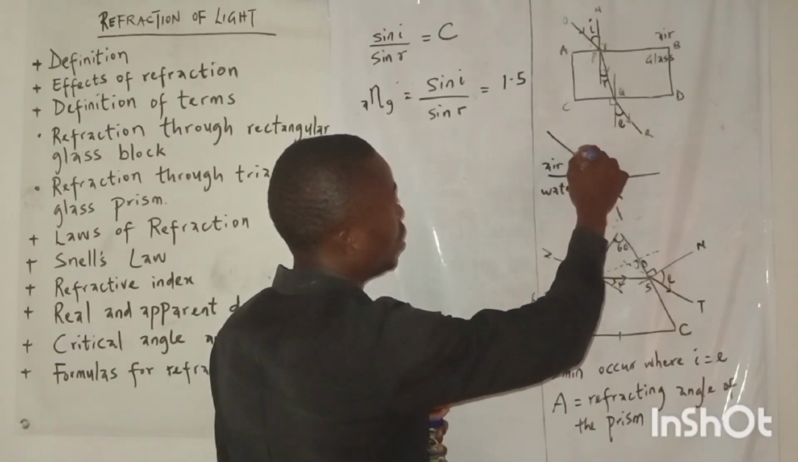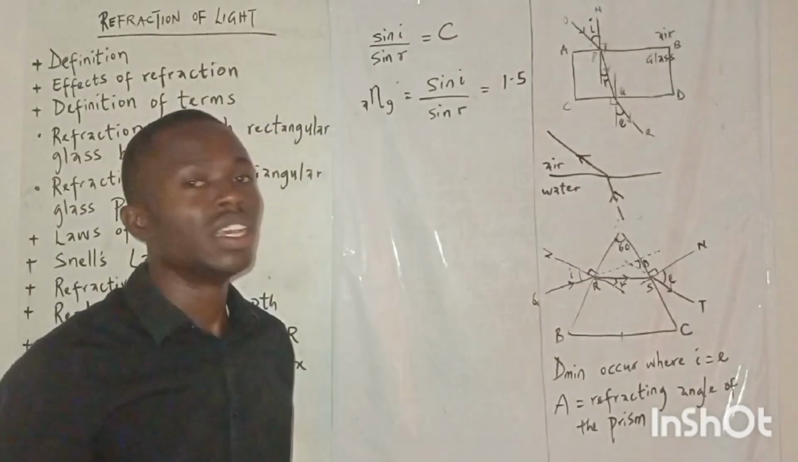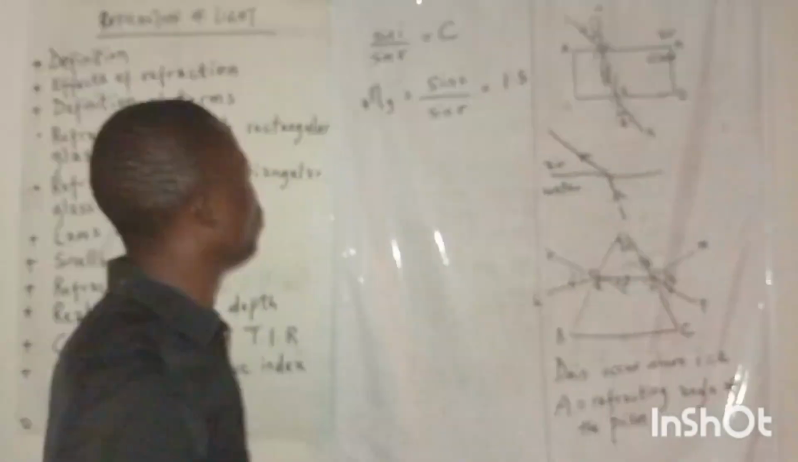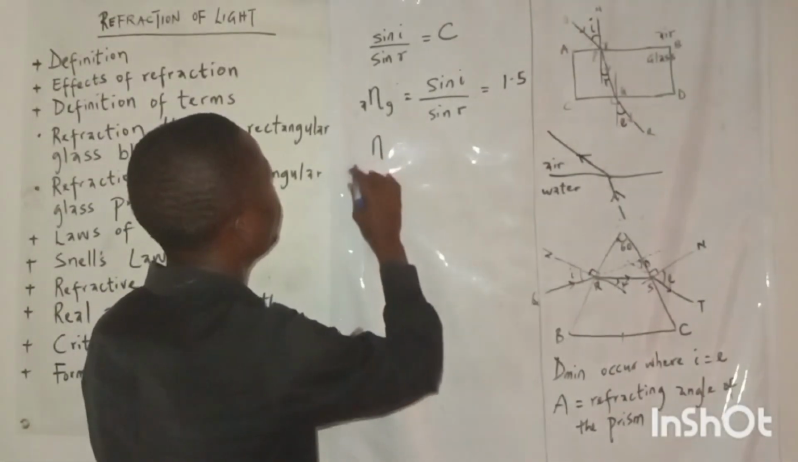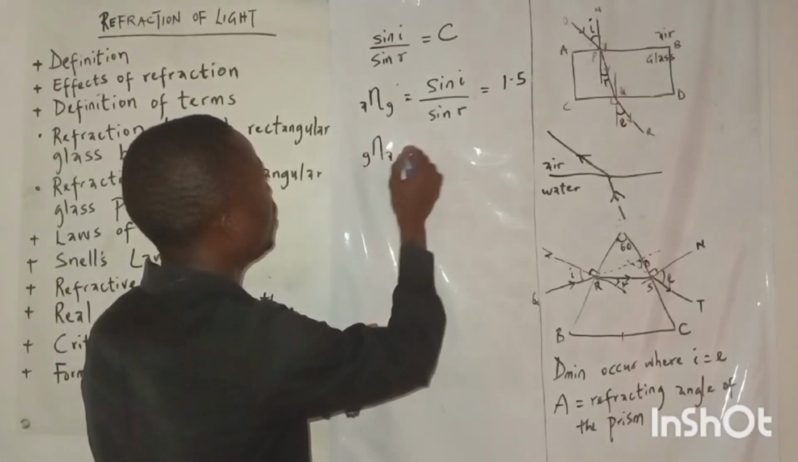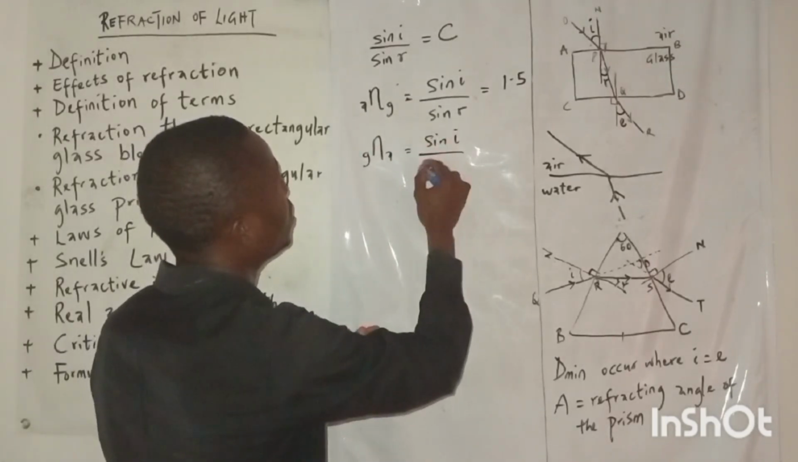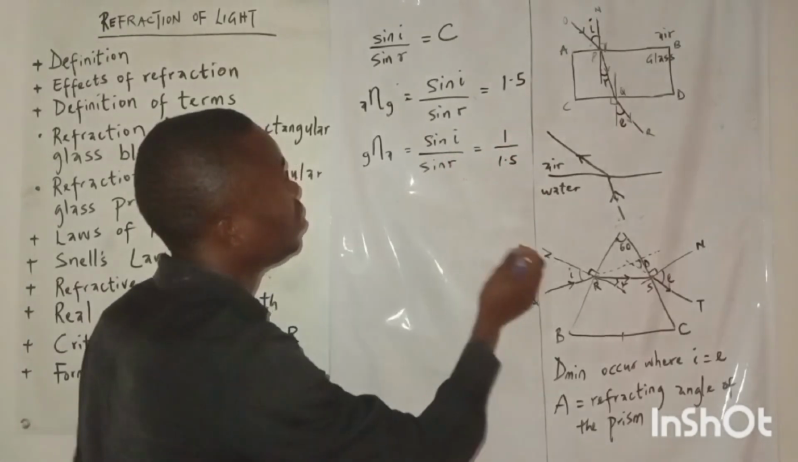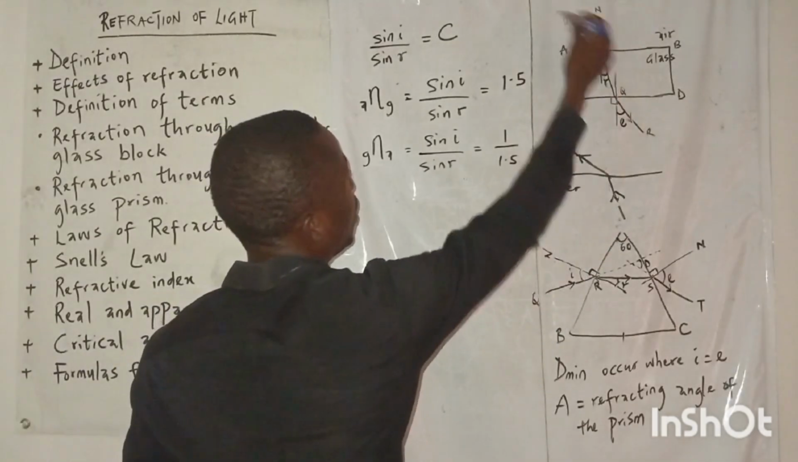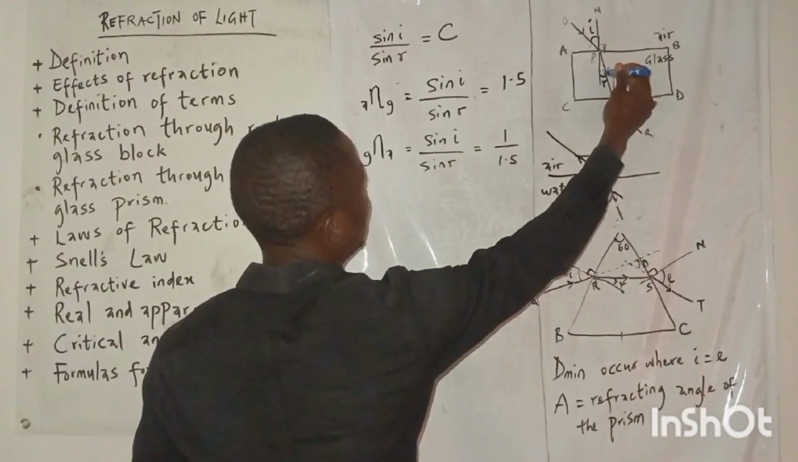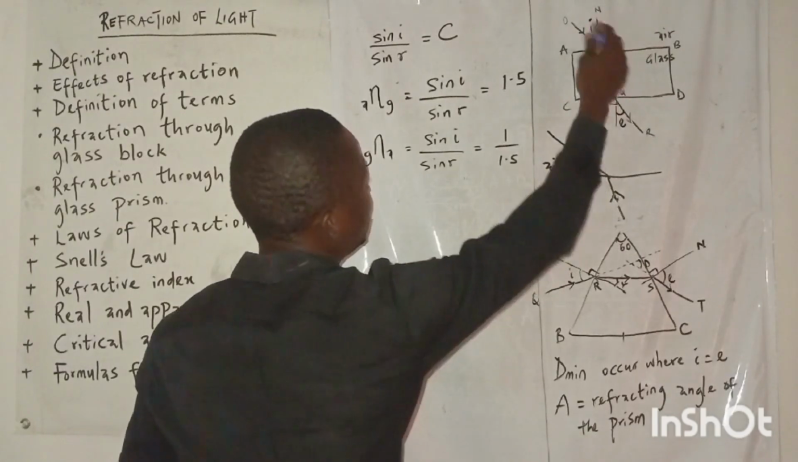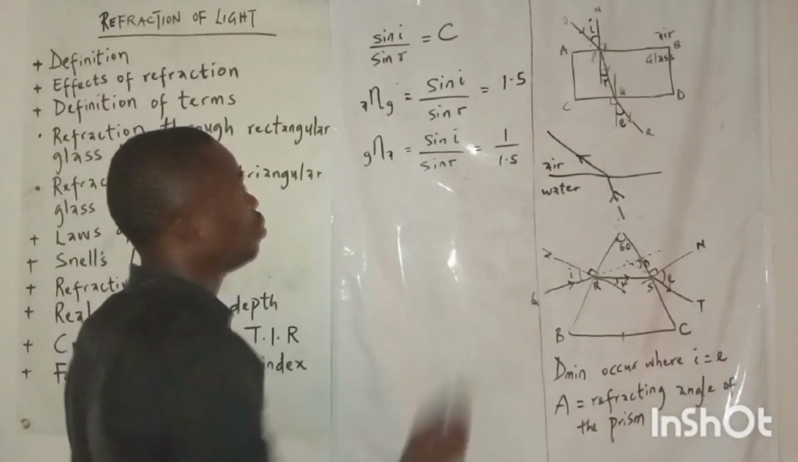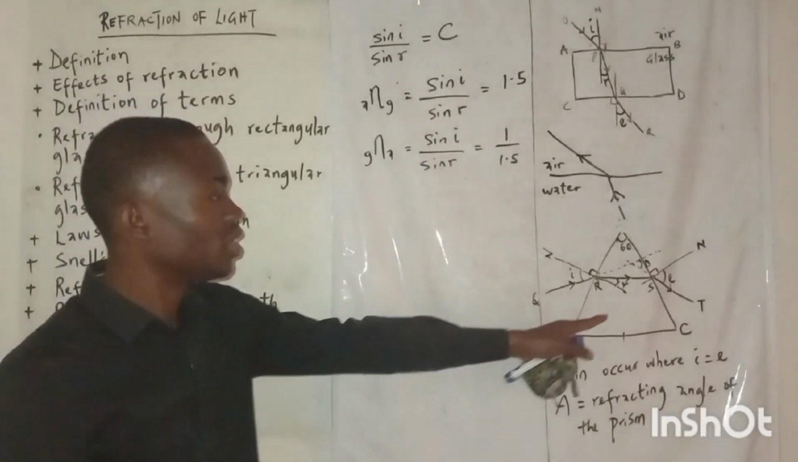It will not change. That's what the principle of reversibility of light means: the direction of travel of light is reversible. And so when light travels from glass to air, the refractive index will be equal to sine I over sine R, and this will be equal to 1 over 1.5. Remember that if it is now traveling from glass to air, the angle of incidence will be in glass and the angle of refraction will be in air. So sine I will be in glass and sine R will be in air, and it will be equal to 1 over 1.5.